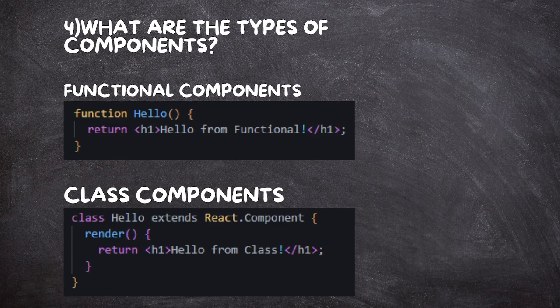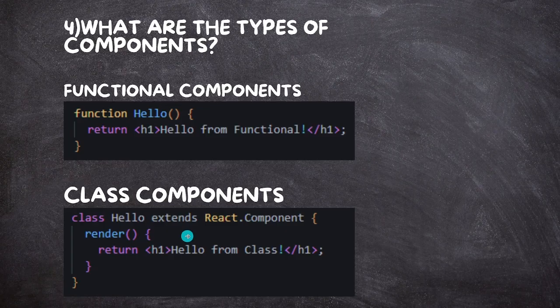The fourth question is, what are the types of components? React components are mainly of two types, functional components and class components. Functional components are simply JavaScript functions that return JSX. For example, this piece of code where you use the function keyword to define the functional component and it returns JSX. Class components, on the other hand, are the older style where you use ES6 classes and lifecycle methods.